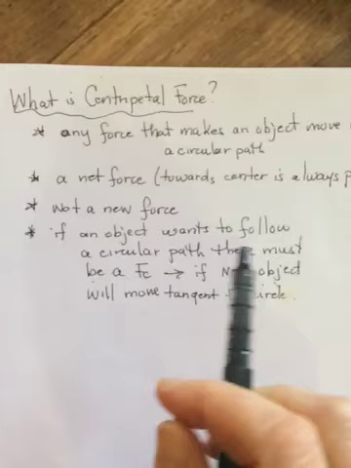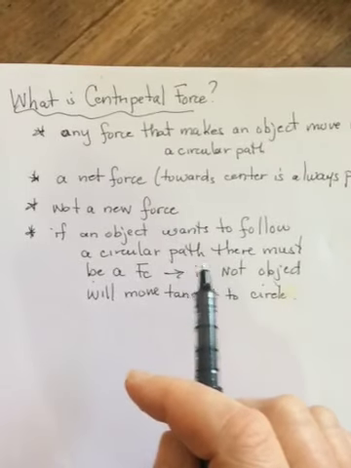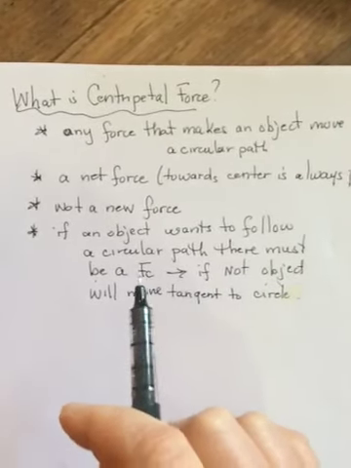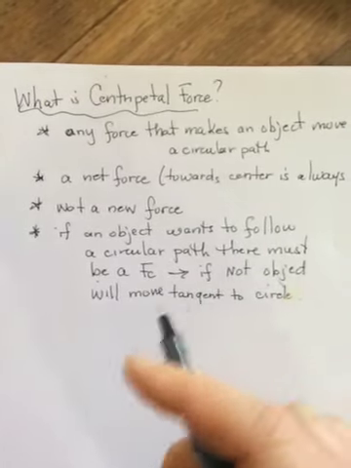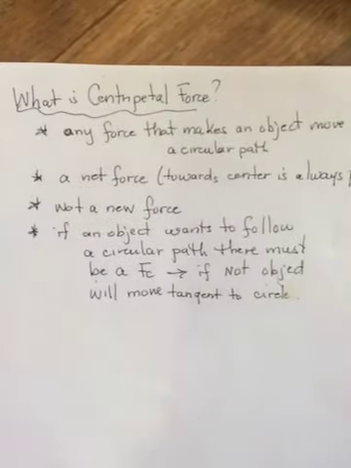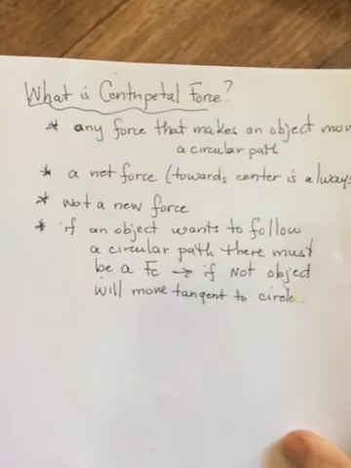And if an object wants to follow a circular path, then there has to be a force acting as the centripetal force. And if that force isn't there, then the object won't follow the circular path. It'll go off tangent to the circle.